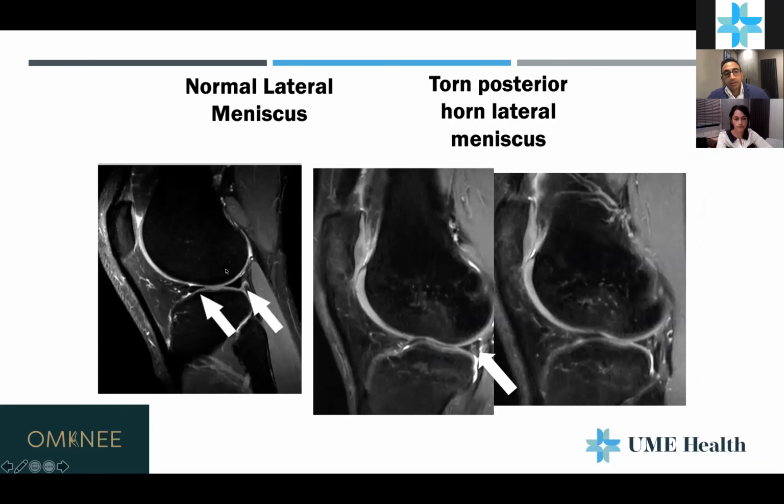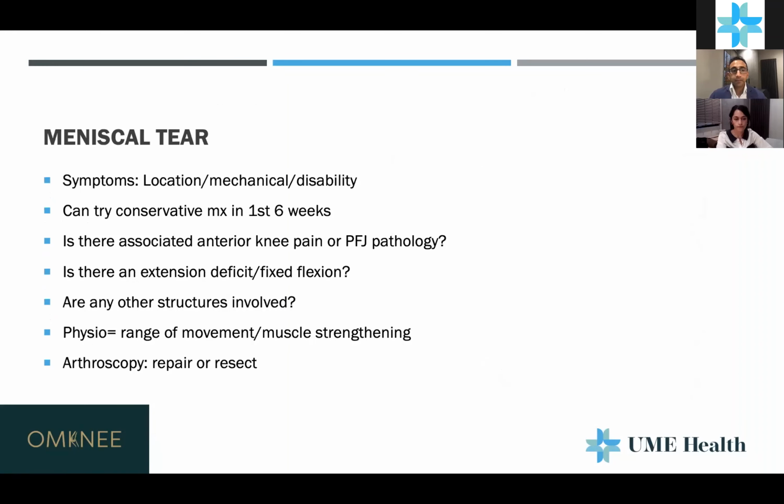This is a sagittal MRI, normal meniscus on the left and a torn meniscus with that high signal on the right. And it's important to catch these early, because more and more we want to save the meniscus, not remove it. And the earlier you catch it, the better the results are of repair. So coming on to how you manage meniscus tears, not all of them need surgery by any stretch.